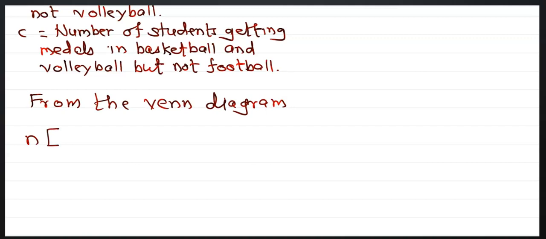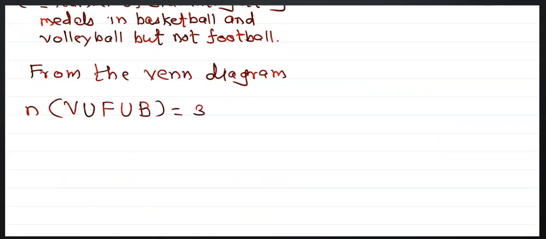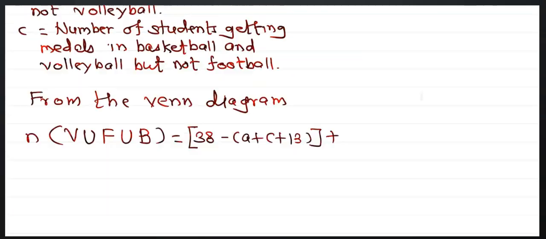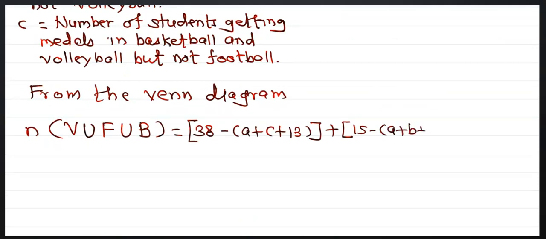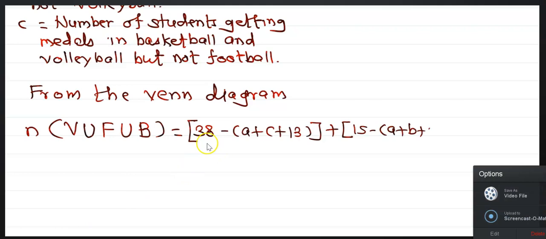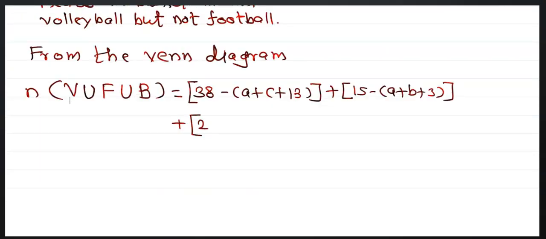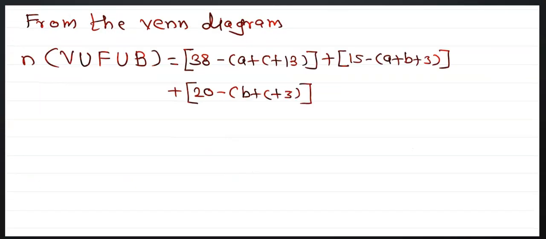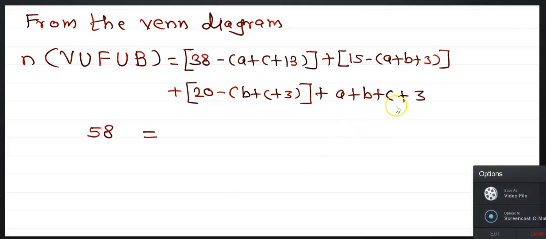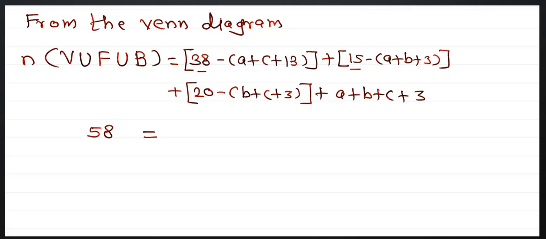Now, from the Venn diagram, n(V union F union B) is equal to [38 minus (A plus C plus 3)] plus [15 minus (A plus B plus 3)] plus [20 minus (B plus C plus 3)] plus A plus B plus C plus 3. These are all 58.